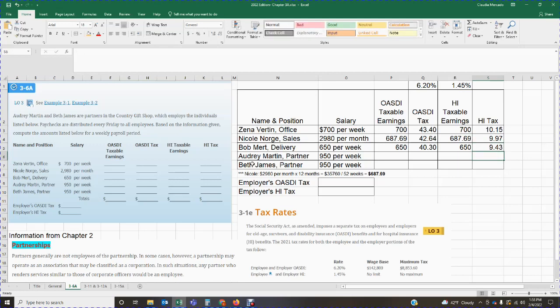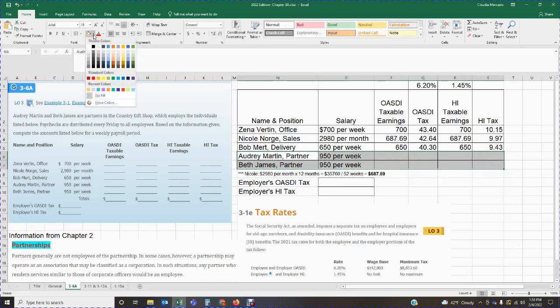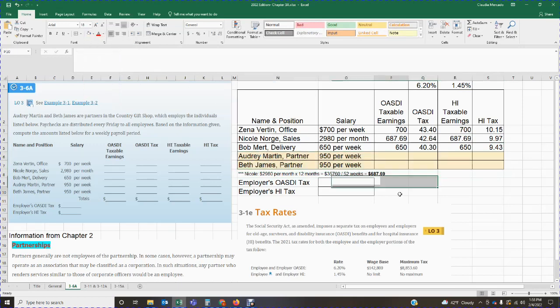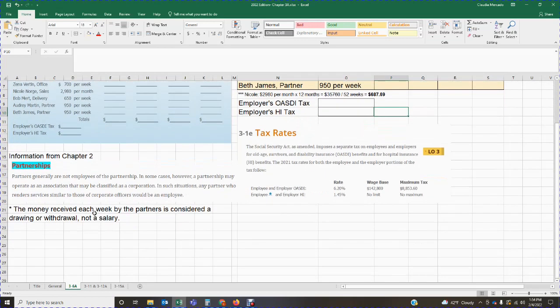Now, be very careful on these last two. The other three employees were actual employees. One works in the office, the other one works in sales, and the other one works in delivery. These last two persons are partners in the business. If we refer to chapter 2, it talks about partnerships. And it says partners generally are not employees of the partnership. So partners are not employees.